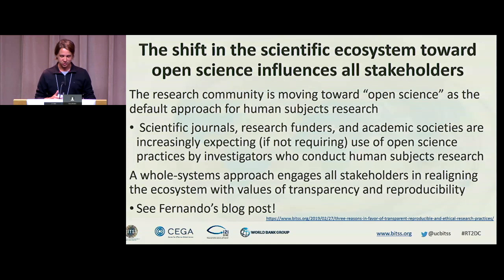The key stakeholders who are always targeted in the initiatives are the journals, the funders, and increasingly now academic societies that are expecting, if not requiring, the use of some of the open practices that we talk about in this workshop by investigators who they are funding, who are trying to publish in their journals, who are part of their societies. And a lot of the time, particularly in the social science space, this is research that involves human subjects or data from human subjects.